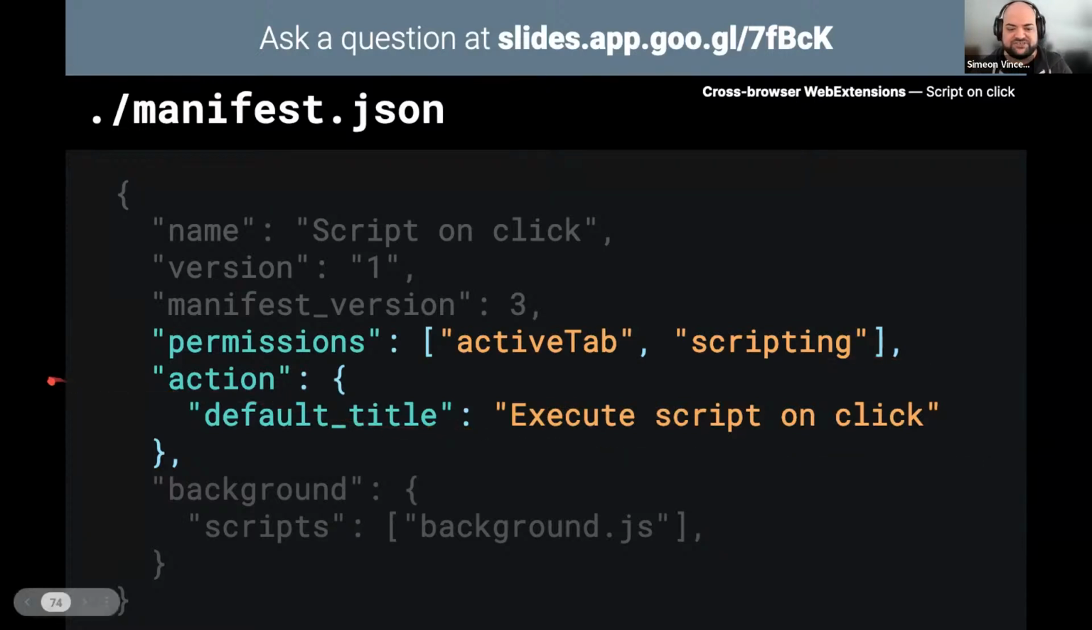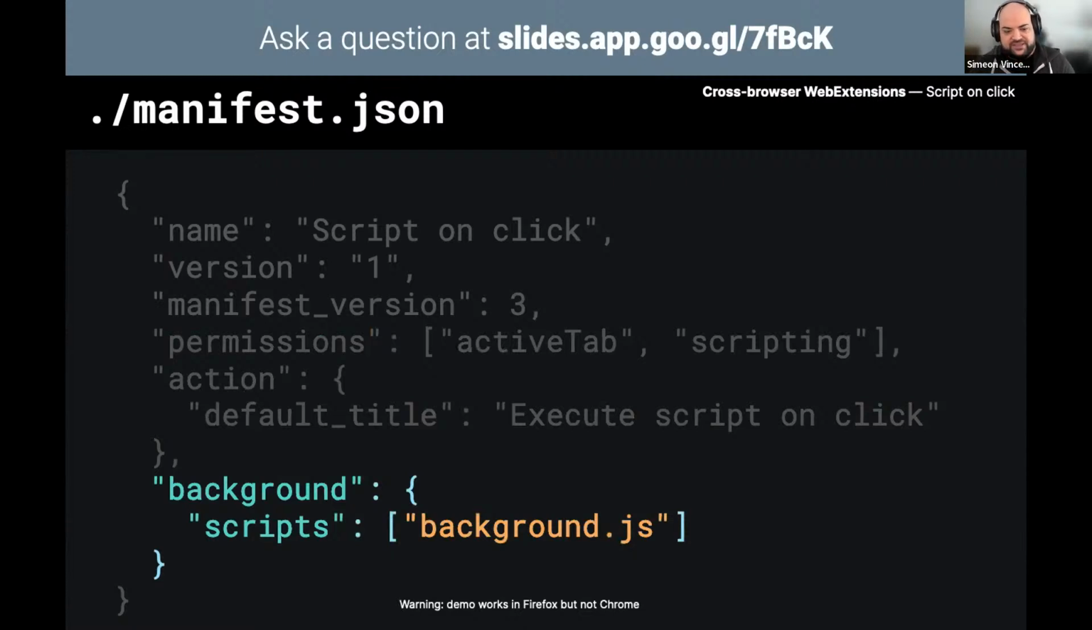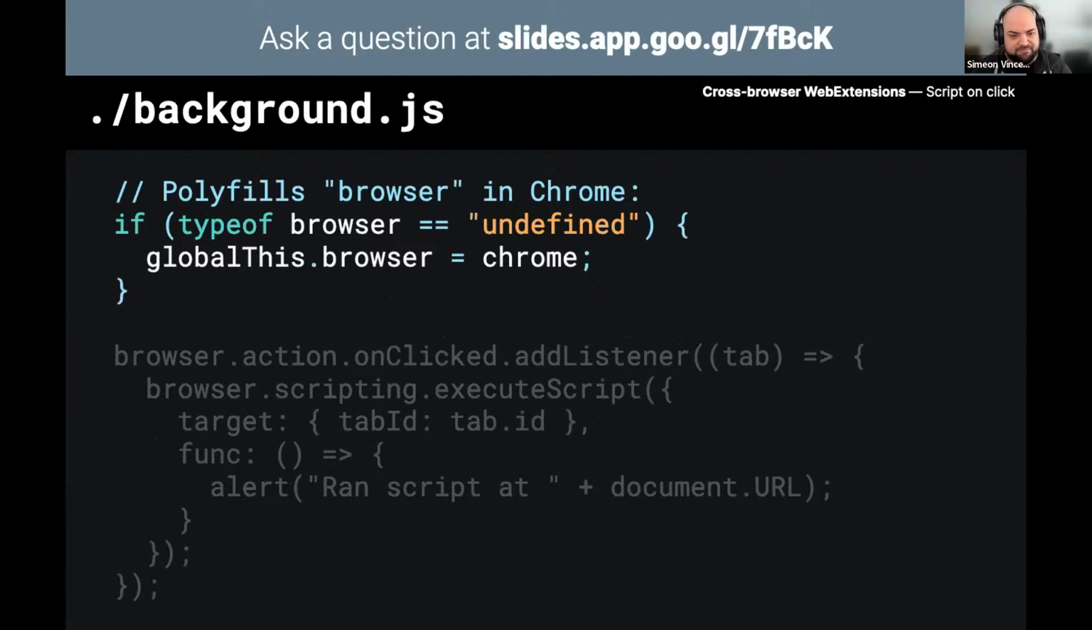And I mentioned the action, the button in the toolbar. We're setting a default title, so when you mouse over the extension, you can see something that will describe what that button does. And finally, in order to actually handle and respond to logic in the background, we are going to declare a background script. There's a small note here at the bottom that right now, the code that we're looking at will work in Firefox, but not Chrome. And we'll address that in a moment.